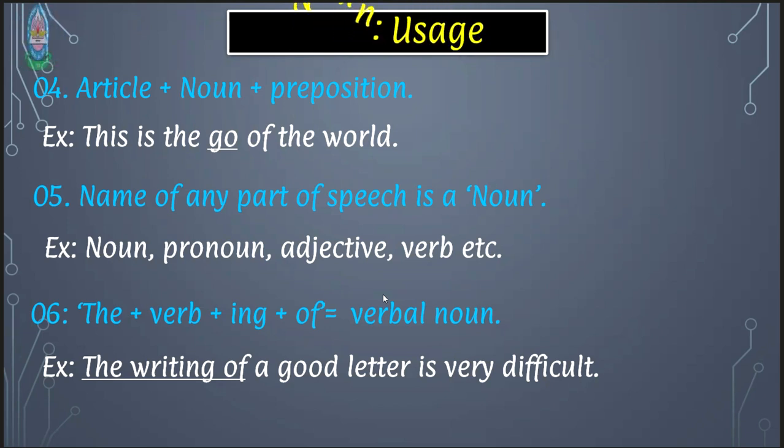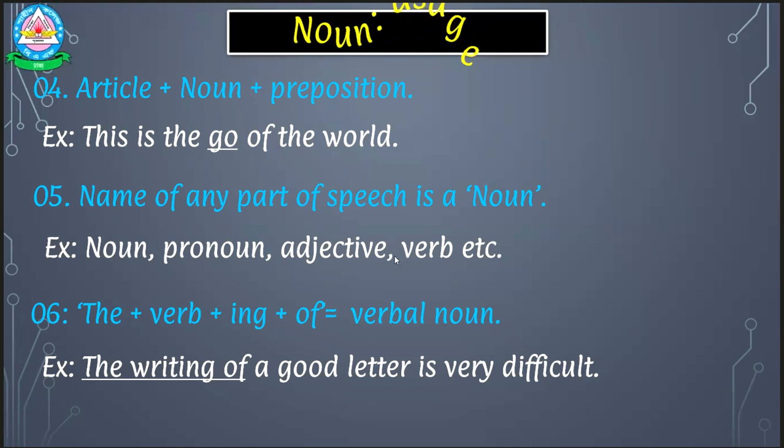Next one, number 5: the name of any part of speech is a noun. We know there are 8 types of parts of speech. They are noun, pronoun, adjective, verb, adverb, preposition, conjunction, and interjection. These are the names of the parts of speech. So every name of a part of speech is a noun. For example, the word adjective. If I ask you, what is the part of speech of the word adjective?